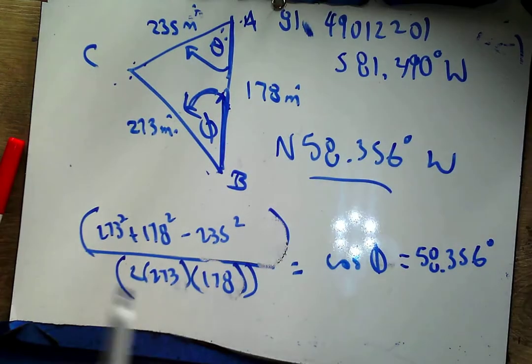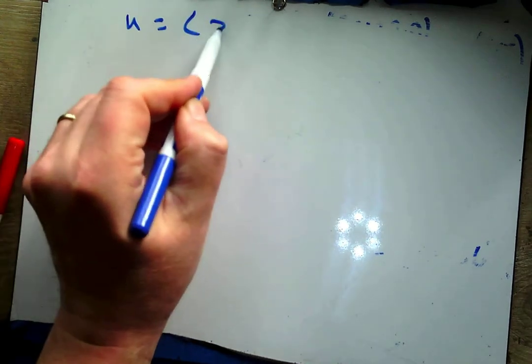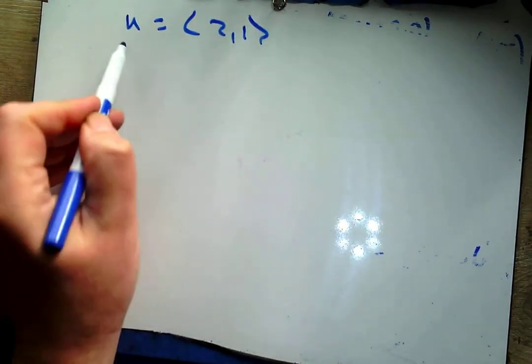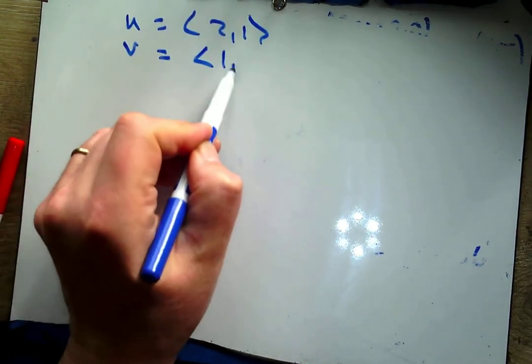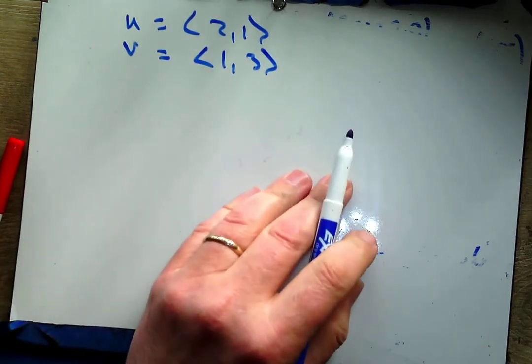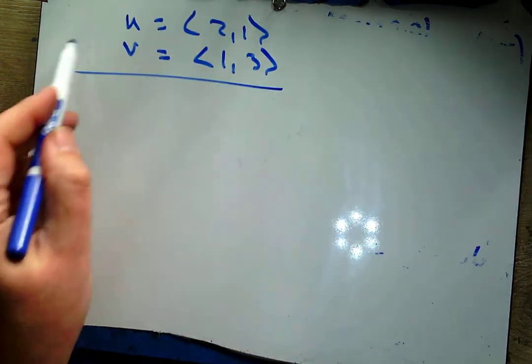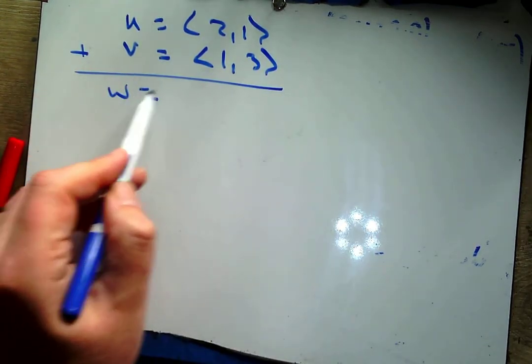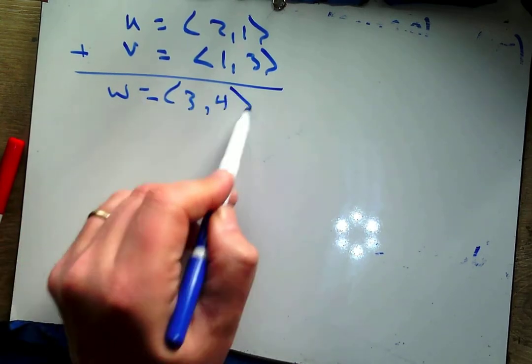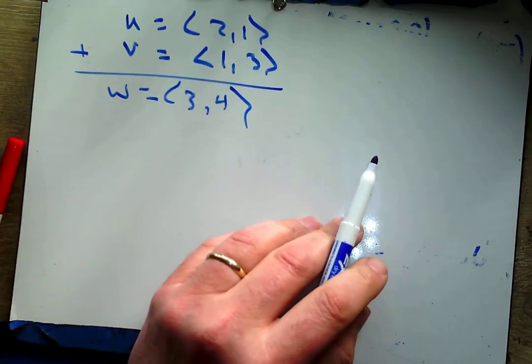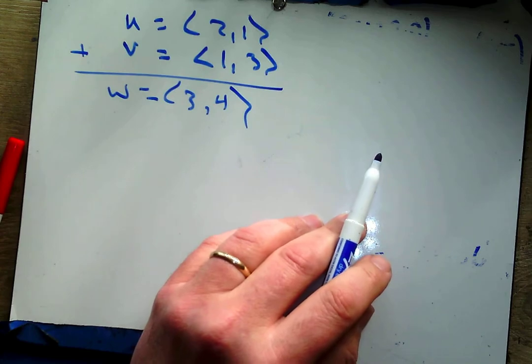Nice. Station 9. We're told that U is 2, 1, and V is 1, 3. Find W. W is what we get when we add these: 3, 4. Good. And now we're asked to draw.